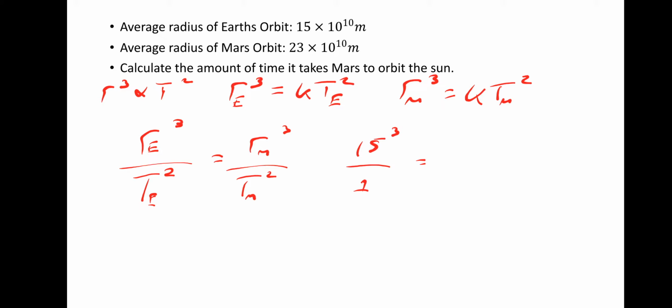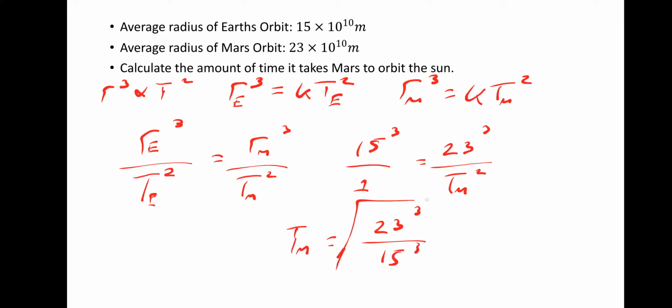Well, that's 23 times 10 to the 10, but we've neglected the times 10 to the 10 on the left-hand side, so we'll do the same here. So that's just 23 cubed, divided by the time period for Mars squared. So you should be able to see that the time period for Mars is equal to, we've got 23 cubed divided by 15 cubed, square root. So that gives a time period for Mars of 1.9 years.